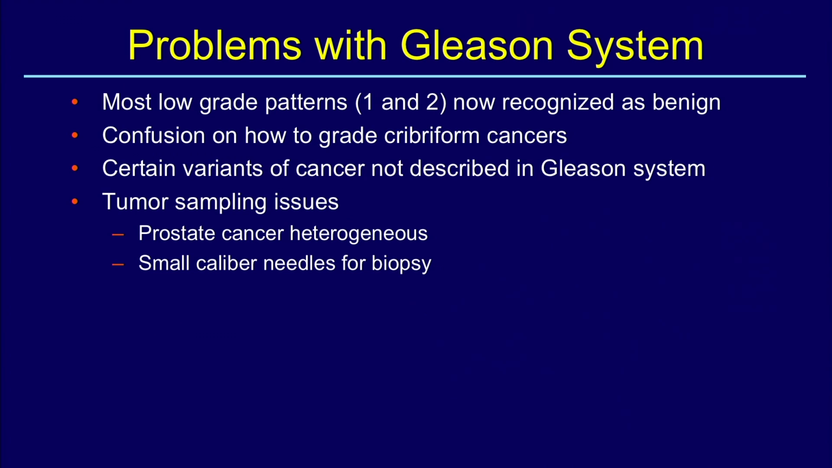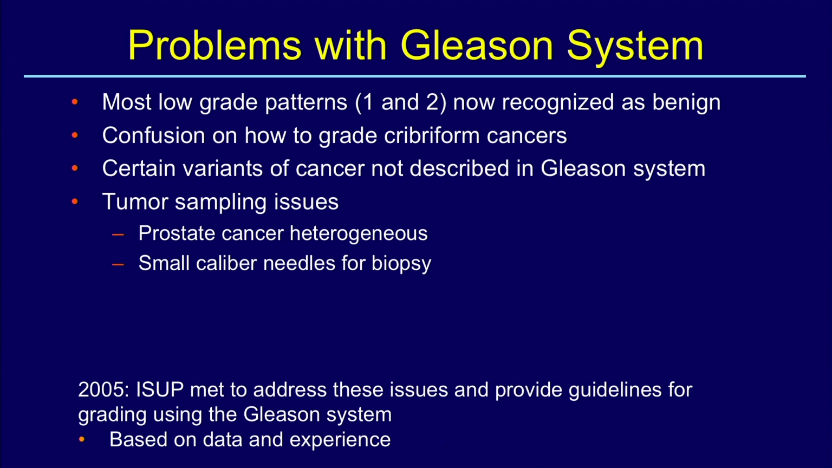Does that make a difference? Well, it can make a difference, because when you're talking about smaller caliber needles, you're sampling a relatively smaller amount of tumor. And therefore, the pattern recognition of primary and secondary may be influenced by that.